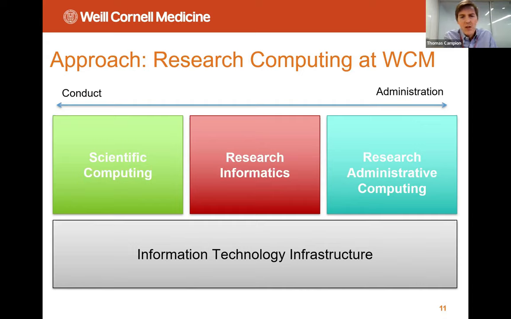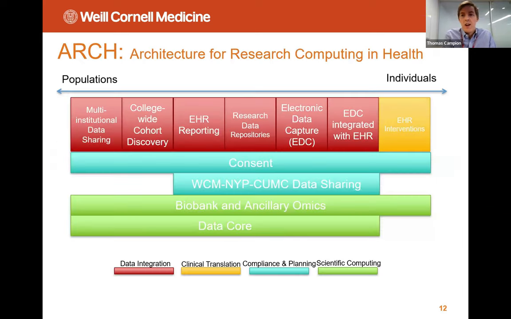So through the efforts of these three divisions, plus other partners from across this tripartite landscape of Weill Cornell, Columbia, and New York Presbyterian, we deliver a suite of tools and services that we call Architecture for Research Computing and Health, or ARCH. Early in my career, I learned that to succeed in academic medicine, you need lots of lousy acronyms. This is just one of many that we will see as we go along today.